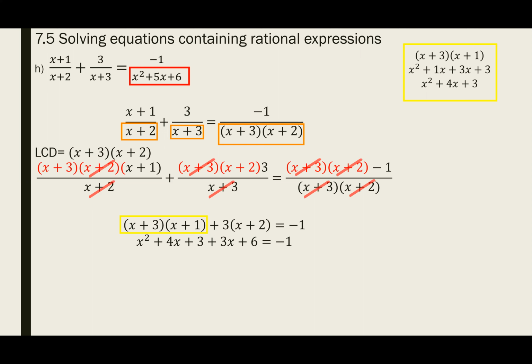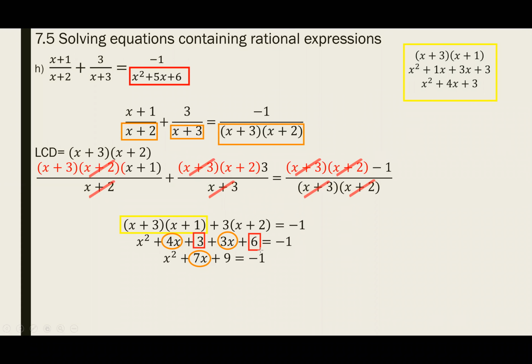Now, what do we do from here? We need to combine like terms. The 4x and the 3x will give me 7x. That's where my 7x comes from. And the 3 and the 6, 3 plus 6, that's where my 9 comes from. So this is my problem. I have x squared plus 7x plus 9. And now what do I need to do if I have an x squared?